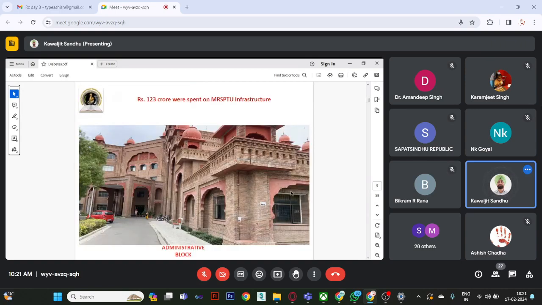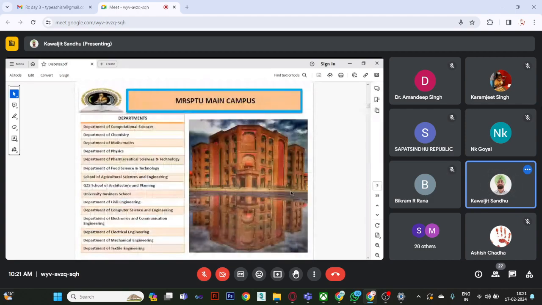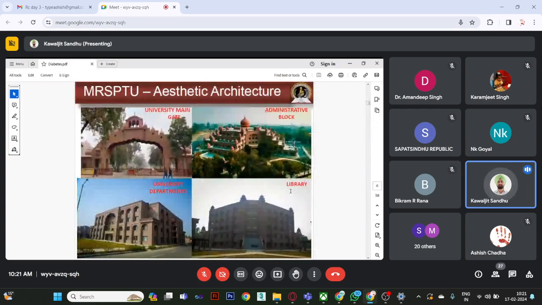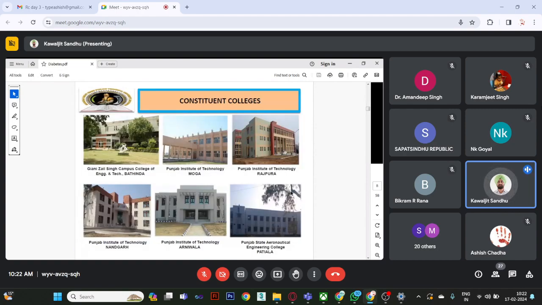So, this is our administrative block. More pictures of the library, departments, and university gate. We offer different programs in different departments of the university. We have 5 constituent colleges at Moga, Rajpura, Nandgarh, Patiala, and Mansa.